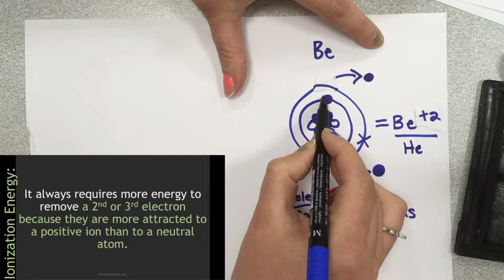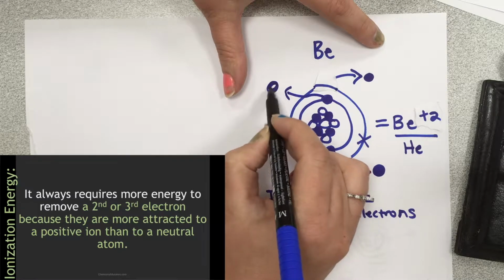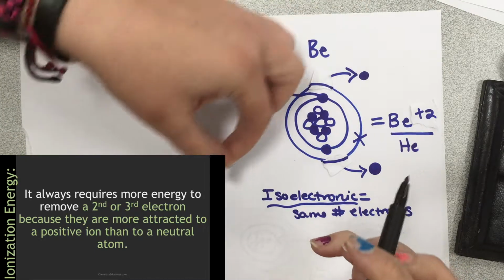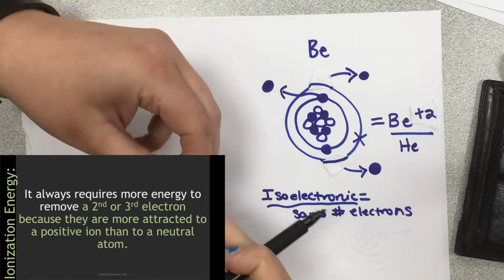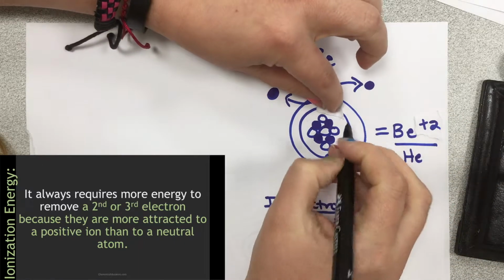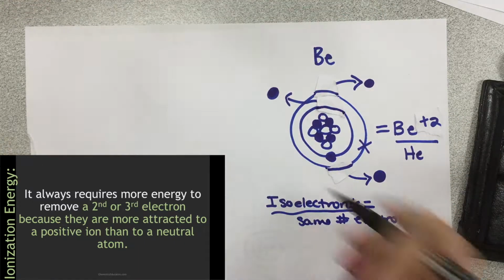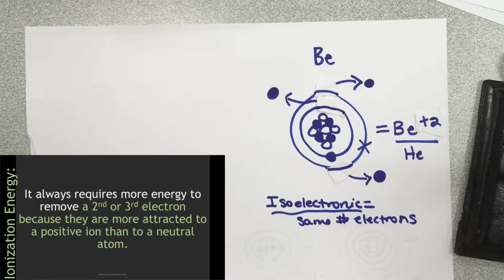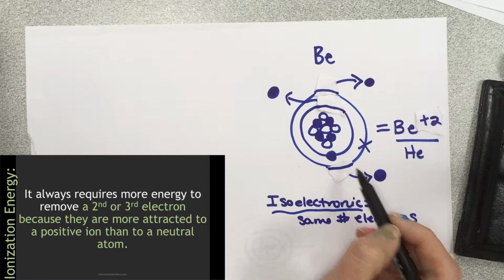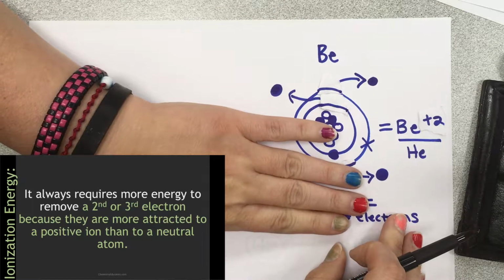So if we were to try to pluck that electron off, that would require some serious energy. That would require a lot of energy to pull that electron off, simply because it would be like a noble gas, and so it would take a lot of energy, like noble gases do, to take electrons off. So that's basically what it's saying: the amount of energy required to pull the second or third electron off. That's because this becomes more positive, and so the electrons are even more attracted to the center.